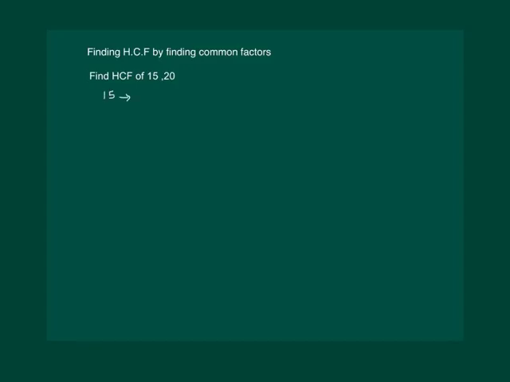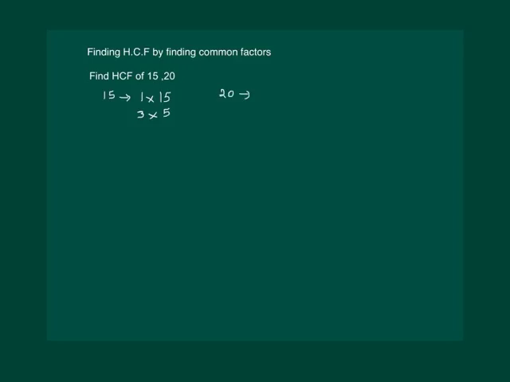We start with 1. 1 into 15 will give us 15. 2 is not a factor of 15. 3 into 5 is 15. 4 is not a factor. Again 5 into 3 is 15. So the factors have started repeating and we stop at this stage.